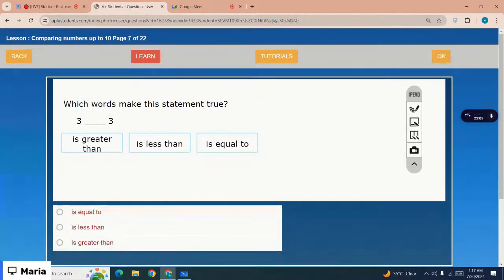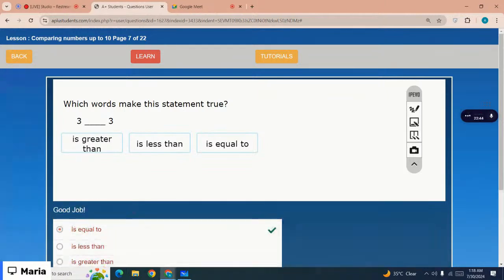Yes, please write the question. Which words make the statement true? Which is the correct option? 3 and 3. Yes, they both are exactly equal. 3 is equal to 3. Option number 1 is the correct option. Yes, that's grade 1 math.